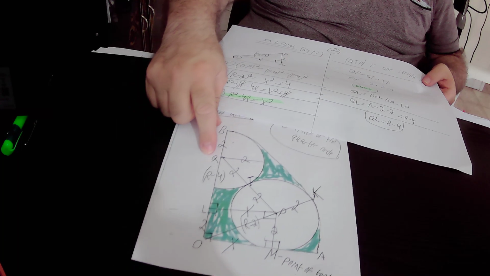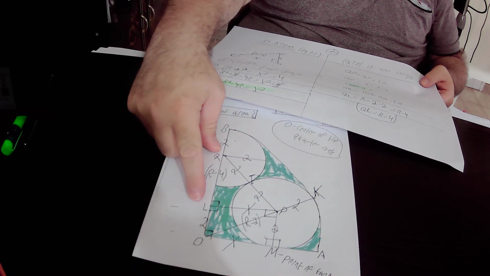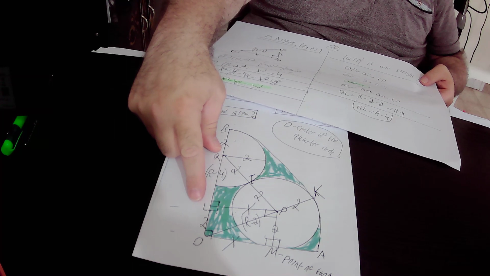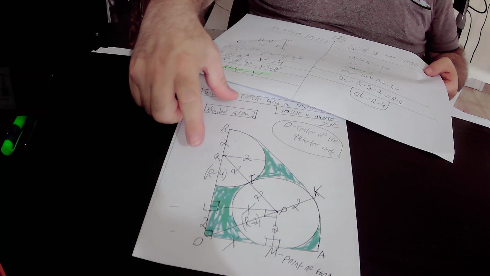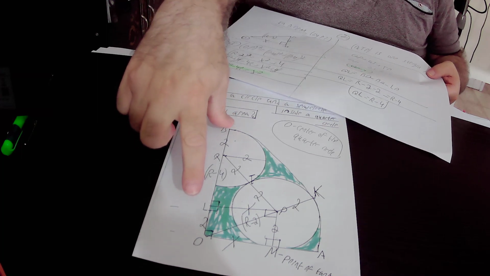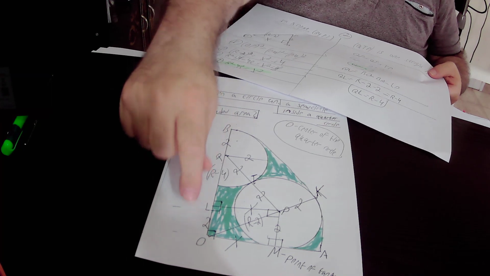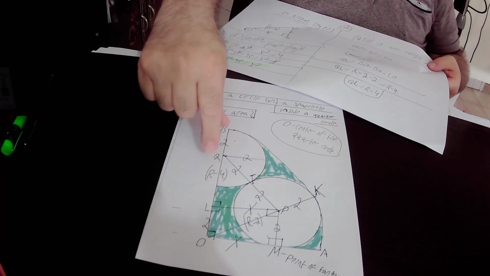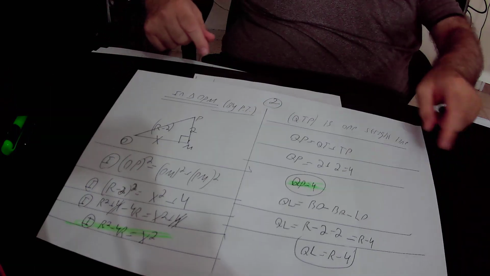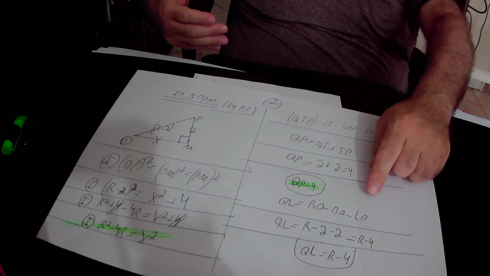So what is the length of line segment QL? It is very easy to see from the drawing that the length of line segment QL equals BO, that is the radius of the quarter circle, minus BQ minus LO. Again, QL equals BO minus BQ minus LO.